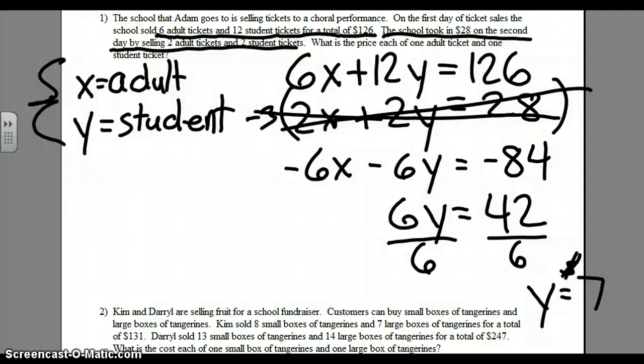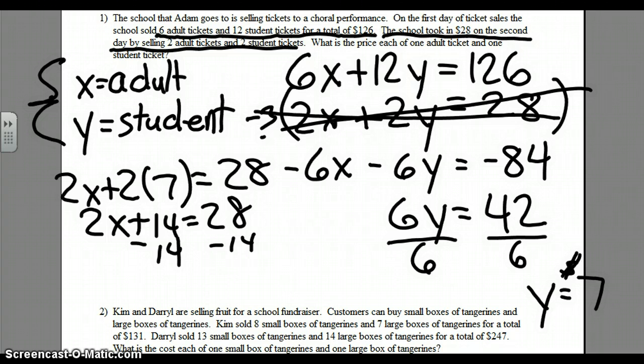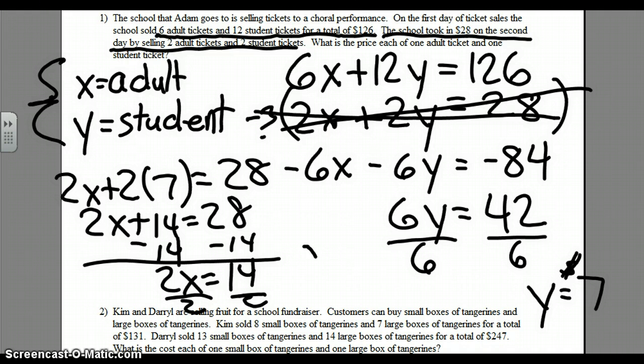That y means $7. So then, in order to get x, I'm going to take my second equation here and do 2x plus 2 times 7 equals 28. So that's 2x plus 14 equals 28, minus 14. 2x equals 14, and I divide by 2. X is also 7. So again, if I look back at my original information, that means an adult ticket and a student ticket were both $7.